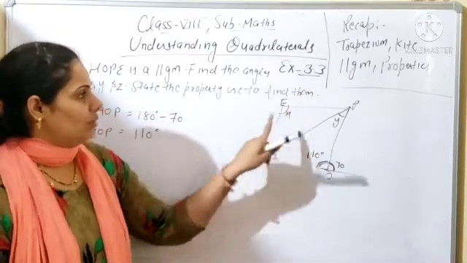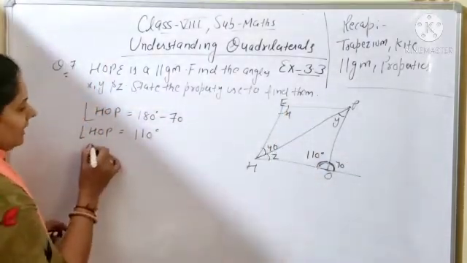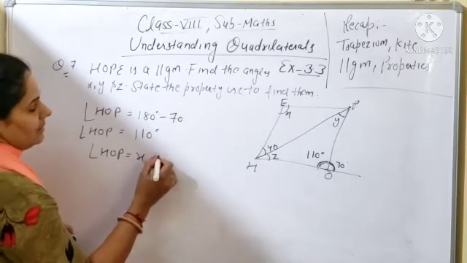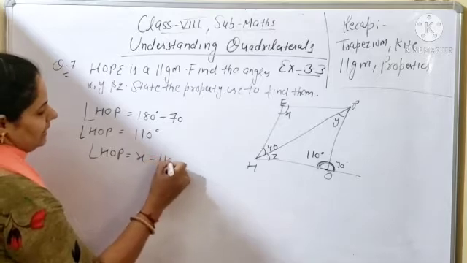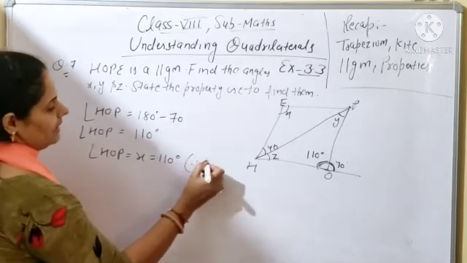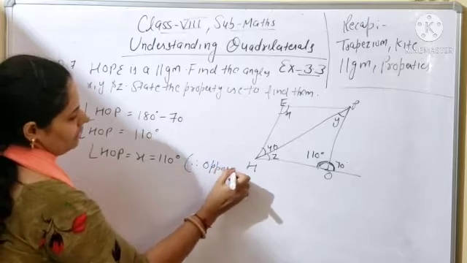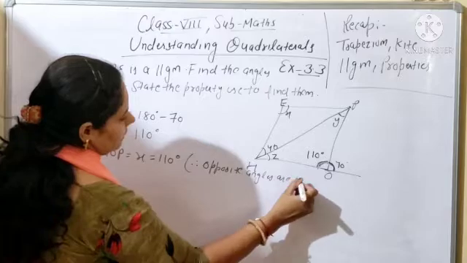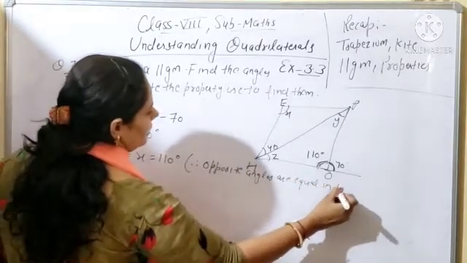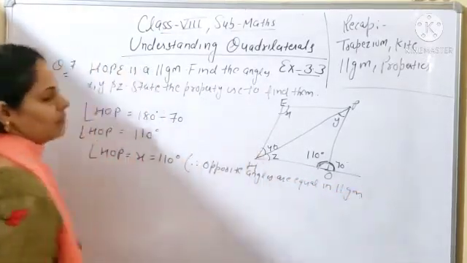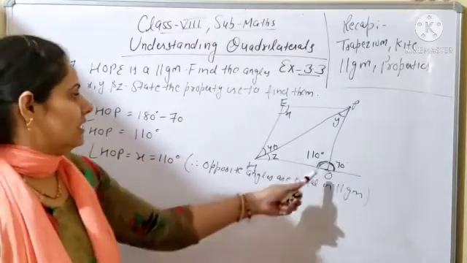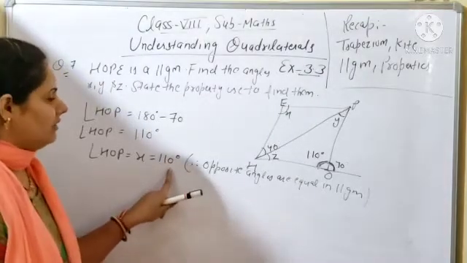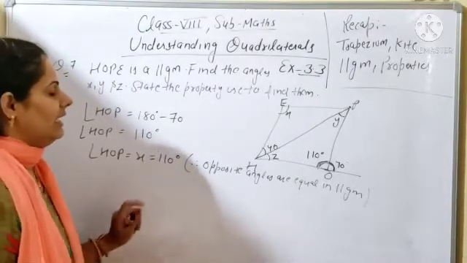And this will be opposite to this one. So you can say angle HOP will be equal to angle X, equal to 110 degrees, because opposite angles are equal in a parallelogram. Opposite angles of a parallelogram will be equal. So this one angle will be equal to this one. After that, X you have found out, this is 110 degrees.